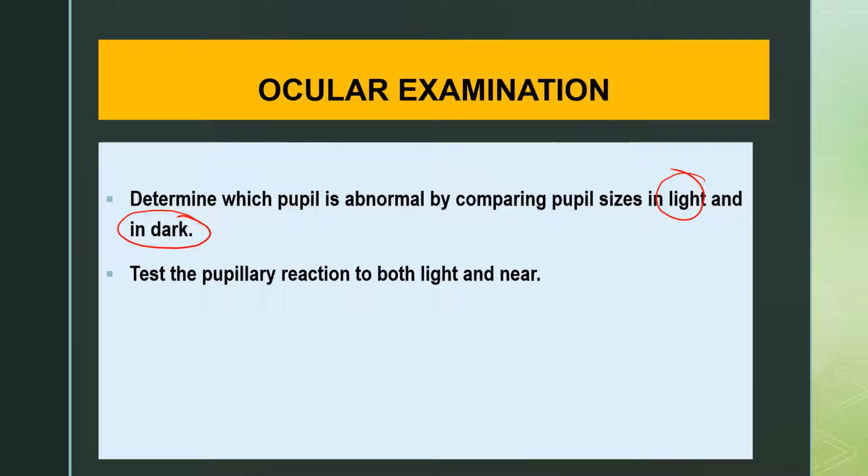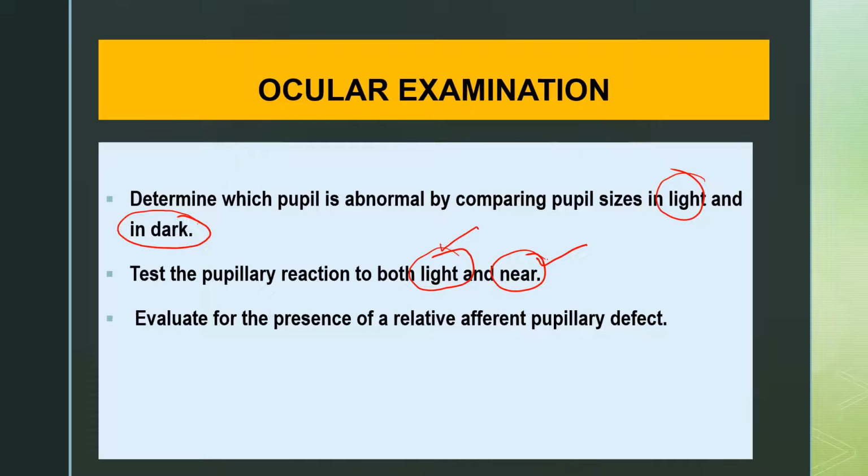Then you also test the pupillary reactions for light and for the near reflex. This is very important because in certain specific conditions, we get what is called light-near dissociation. In light-near dissociation, the patient will have preserved pupillary responses to the near reflex. However, the light reflex will be absent. That means the pupil will not constrict in response to a torch light. Such a condition is called light-near dissociation. So you have to test a patient of anisocoria for the pupillary reaction to both light as well as near.